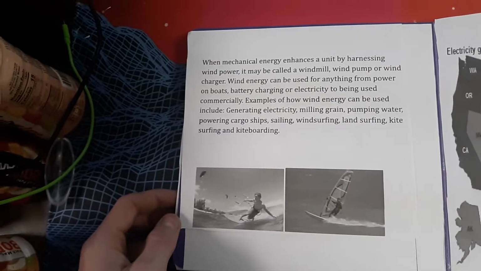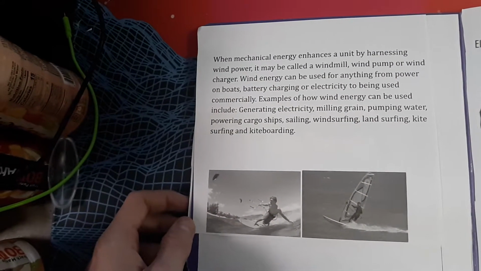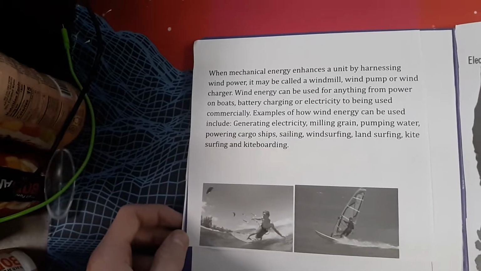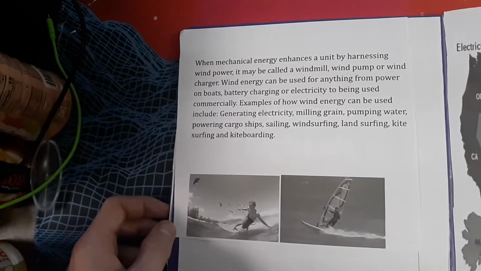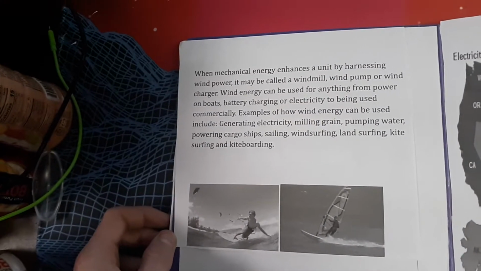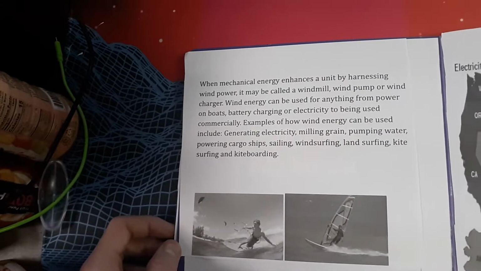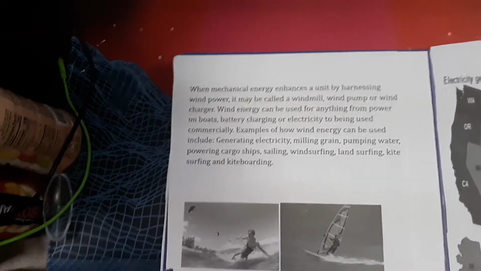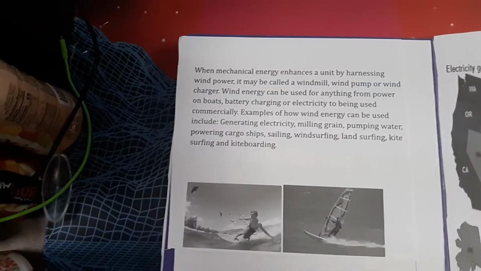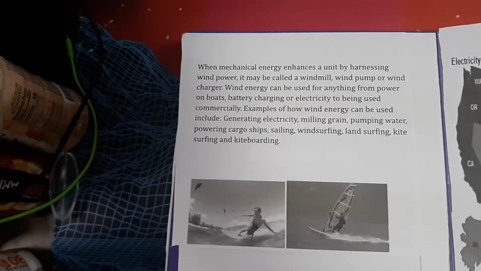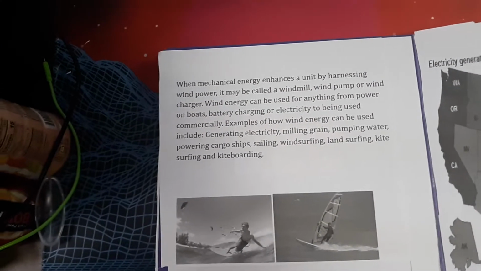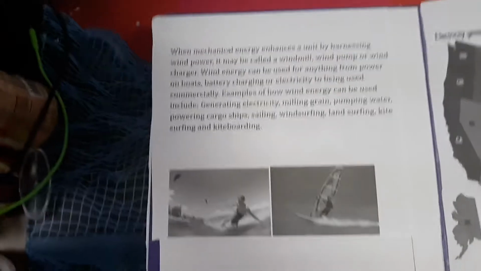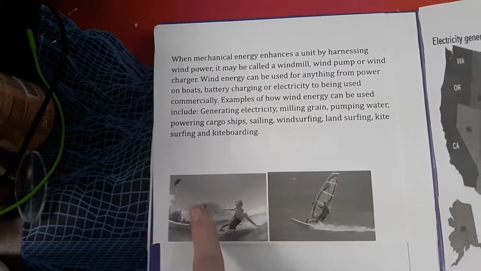When mechanical energy is produced by harnessing wind power, the unit may be called a windmill, wind pump, or wind charger. Wind energy can be used for anything from power on boats, battery charging, or electricity used commercially. Some examples of how wind energy can be used include generating electricity, milling grain, pumping water, powering cargo ships, sailing and windsurfing, land surfing, and kiteboarding. This is kiteboarding and this is kite surfing.